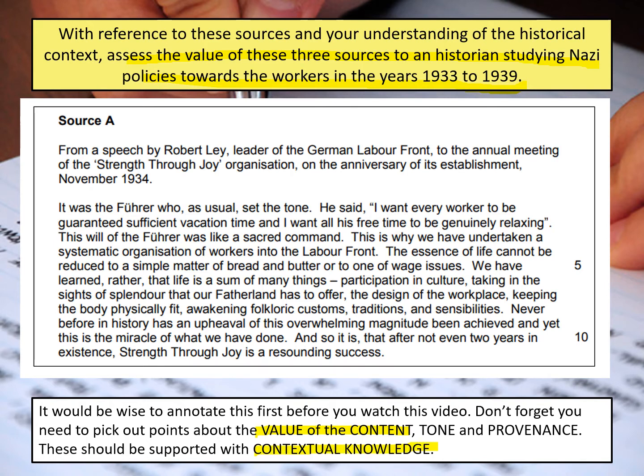You also might want to consider if there are any limitations to the value of the content. Does it misrepresent anything? Remember that limitations is not just listing what's missing. You're thinking about things that they've deliberately omitted, things that they've deliberately misrepresented. And that would then link to your points on tone and provenance as well. If they are misrepresenting things, why are they doing that? And think about the provenance of the source. So pause the video here to annotate source A if you haven't already.